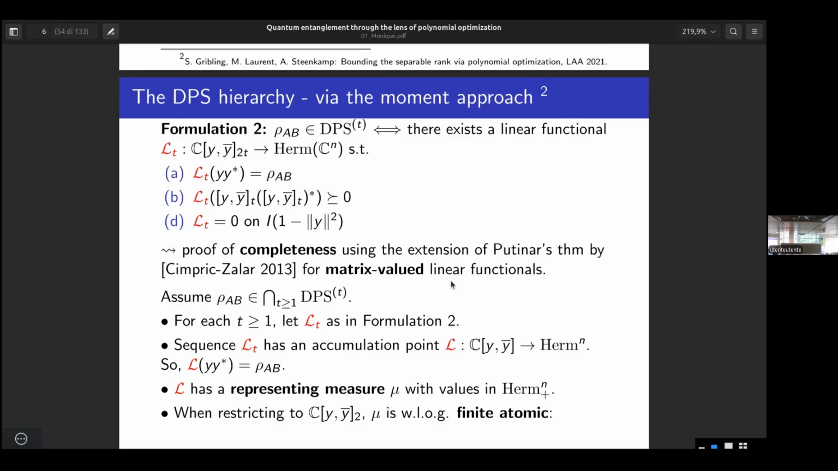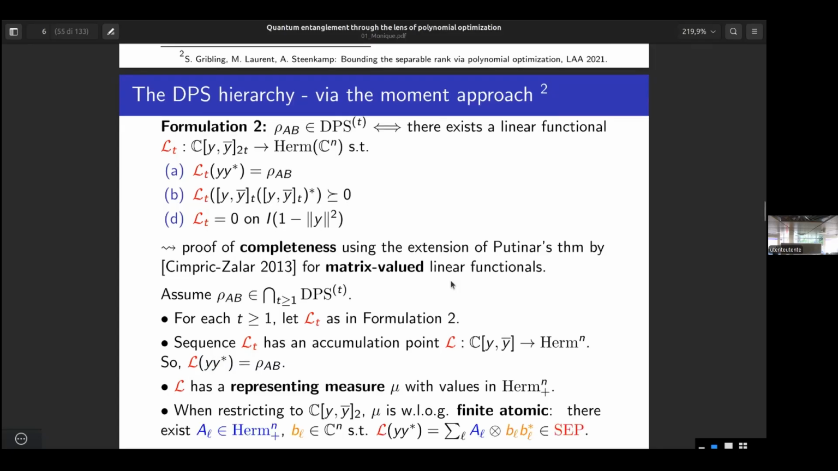And now we use the matrix-valued theorem, which says that L has a representing measure, which has values in positive semi-definite matrices and is supported on the sphere. And now, if you figure out what it means, since we are looking at it only on a restricted degree, you can assume that the measure is finite atomic, and you get such an expression, which is exactly giving you the separable decomposition.